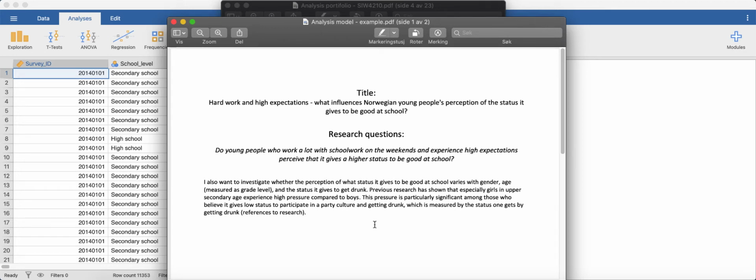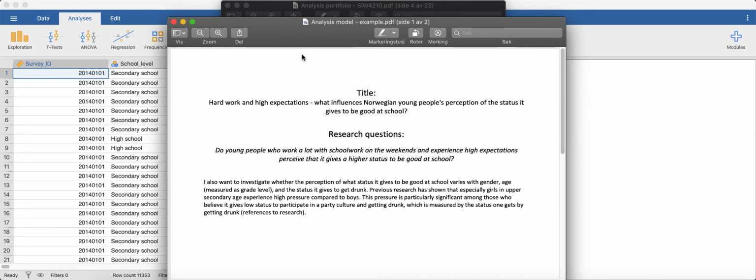This is based on previous research that shows that especially girls in upper secondary school experience high pressure compared to boys. This pressure is particularly significant amongst those who believe it gives low status to participate in party culture and getting drunk, which is measured by the status one gets by getting drunk. That's how I'm measuring participation in party culture and getting drunk. So this is my title and my research question.